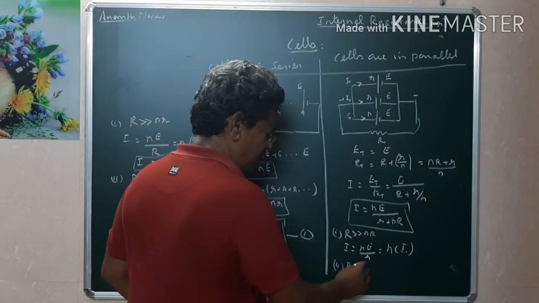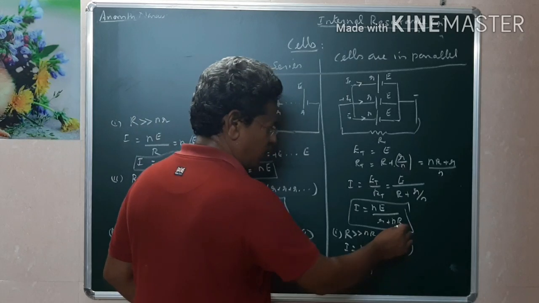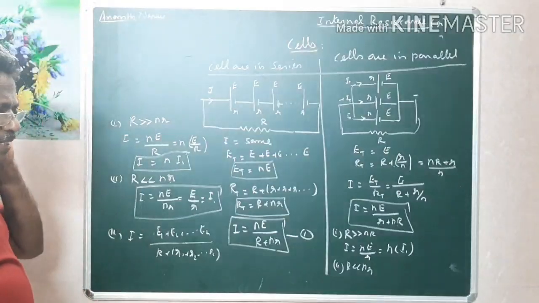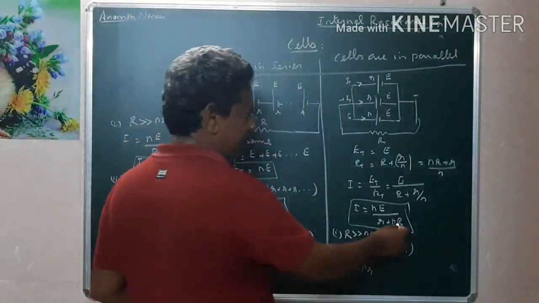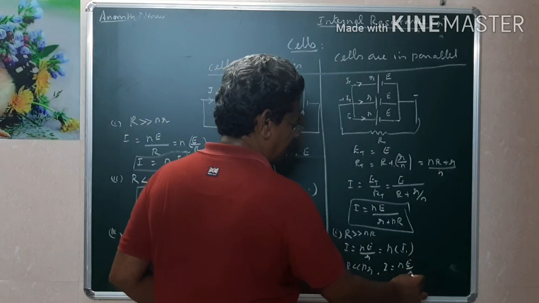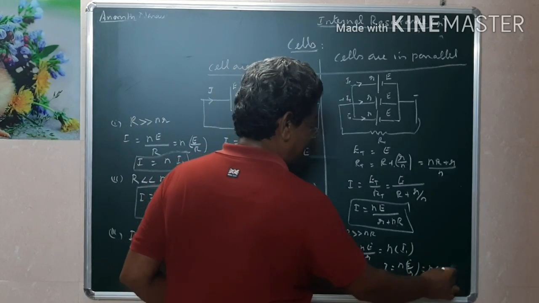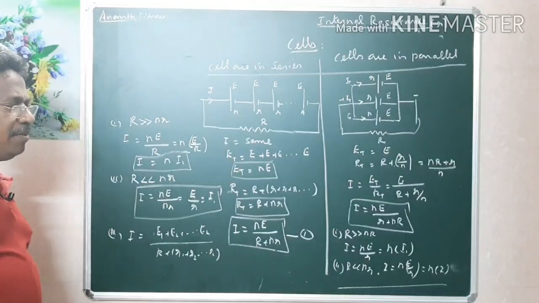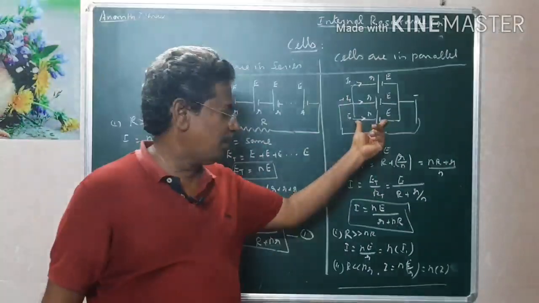Suppose alternately, R is very much less than Nr, internal resistance is more. Then in this case, since R is neglected, now I is equal to NE by Nr, that is E by r. Again the current is N times I. Therefore, when the cells have more internal resistance, it is preferable to connect them in parallel.